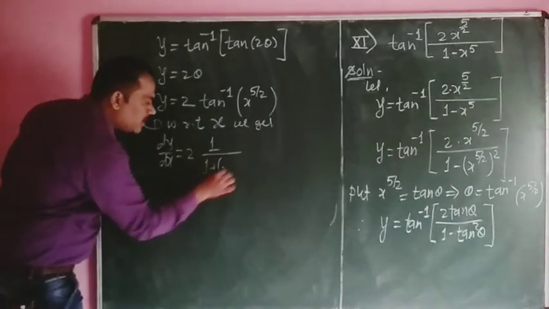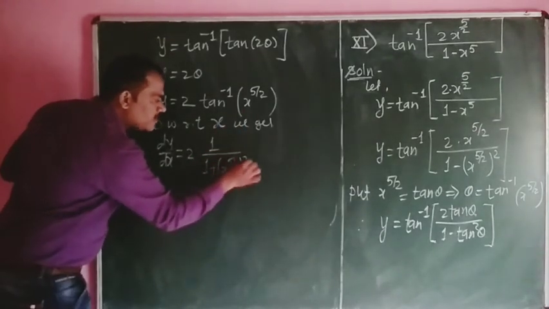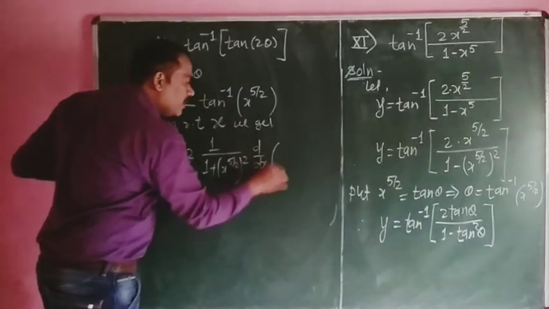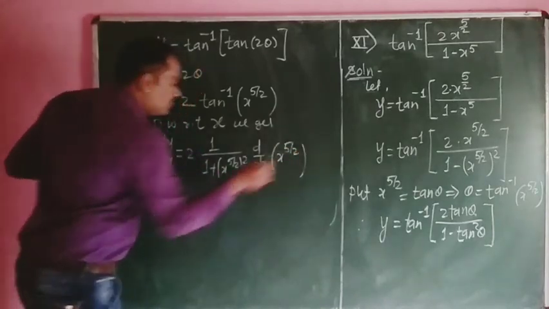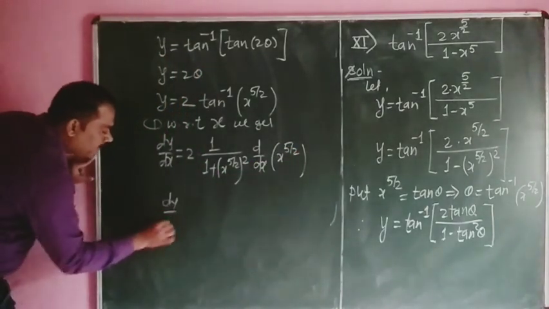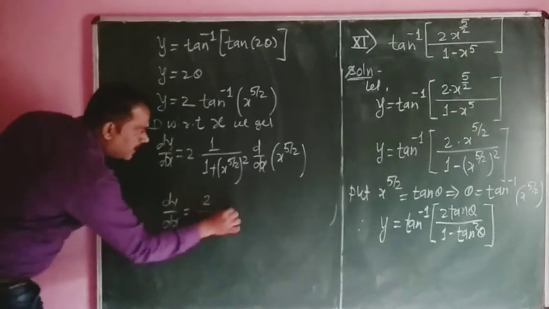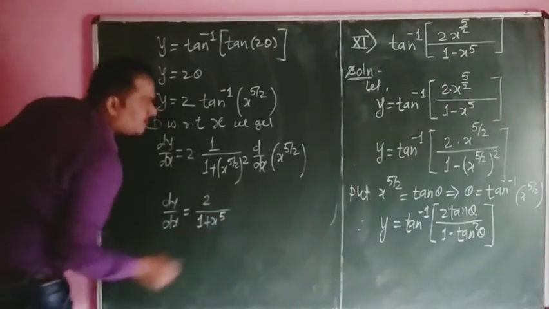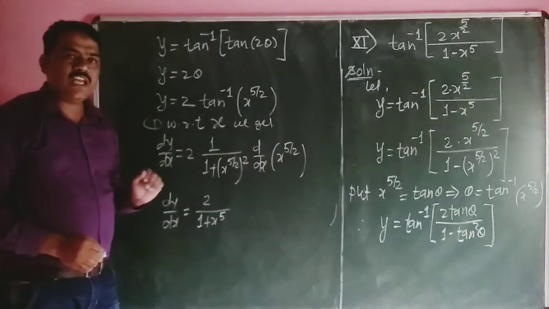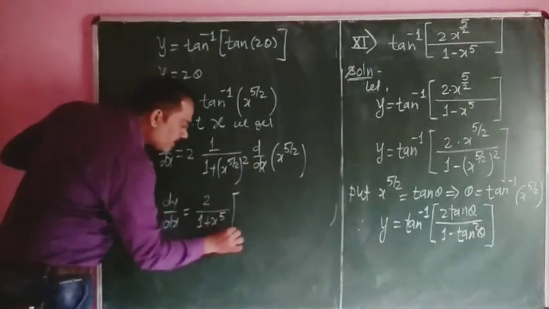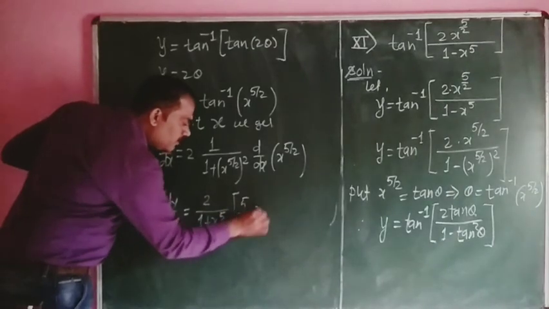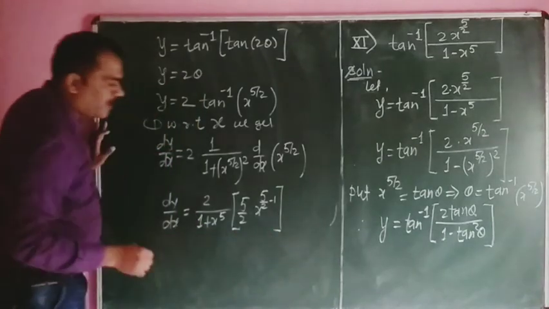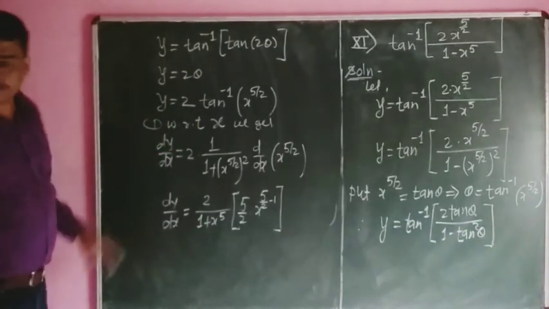Instead of x, we have to use x raised to 5 by 2, its square, into d dx of x raised to 5 by 2. So we get dy by dx is equal to 2 divided by 1 plus x raised to 5 into d dx of x raised to 5 by 2. By using the power function formula, power as it is into x raised to the power minus 1, that is x raised to 5 by 2 minus 1.